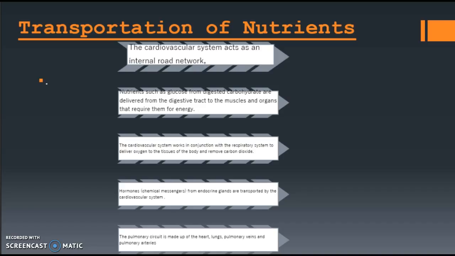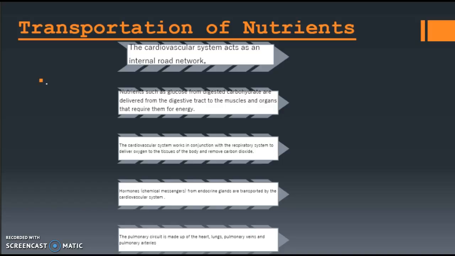So the cardiovascular system acts as an internal road network, linking all the different parts of the body via a system of highways, which are the arteries and the veins. And you could also say that the arterioles and the venules act as main roads. So this sort of network allows a non-stop system of the blood to deliver the nutrients, gases, the waste products, and send messages throughout the body.